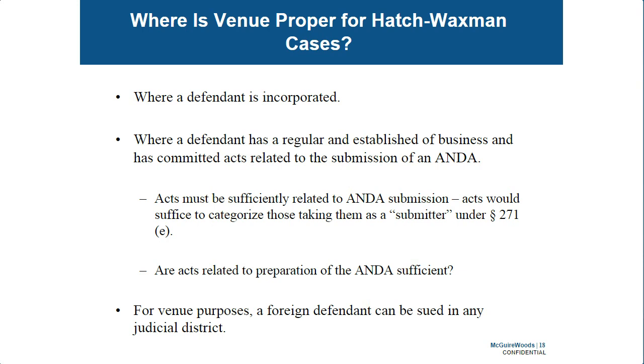And then you can also sue a defendant or generic drug company where it has a regular and established place of business and has committed acts related to the submission of an ANDA. Okay, so what does that mean? Acts related to the submission of an ANDA. It's not so clear because the Federal Circuit said we're not going to define the full contour of what this means. But the Federal Circuit does say the acts must be sufficiently related to ANDA submission. Acts will suffice to categorize those taking them as a submitter under 271(e). So you have to be a submitter.